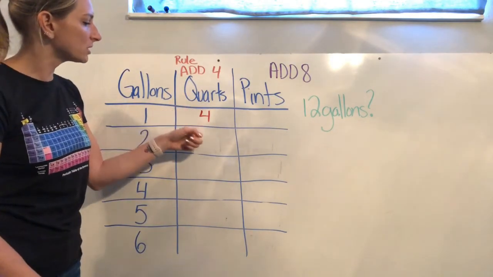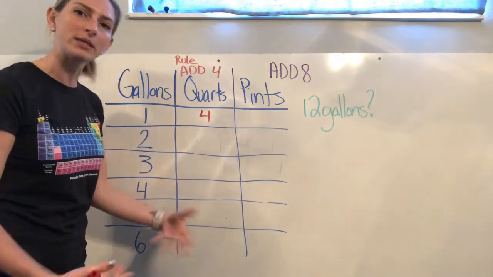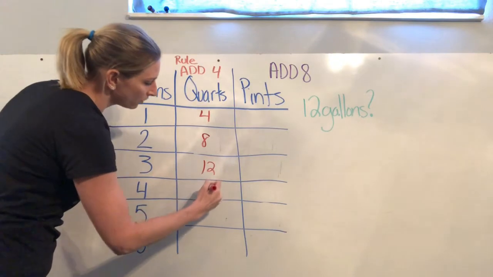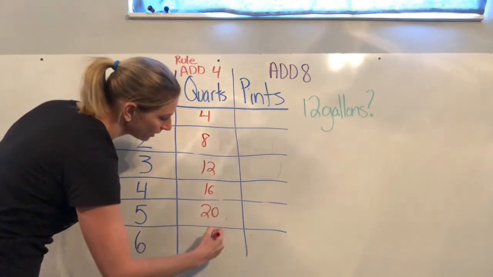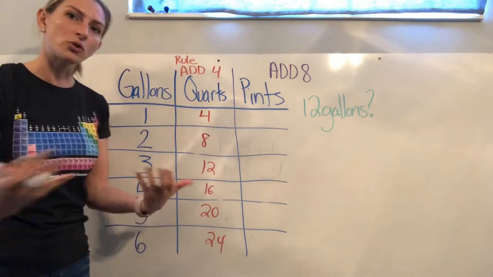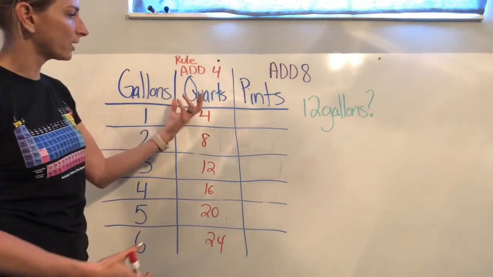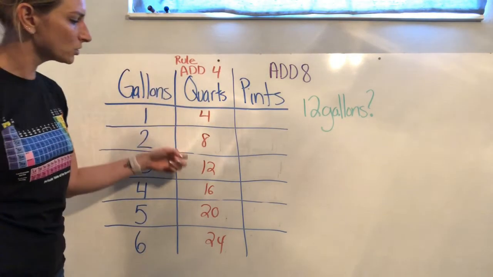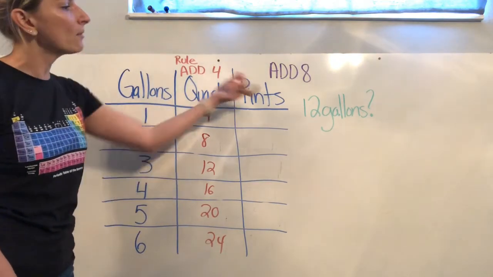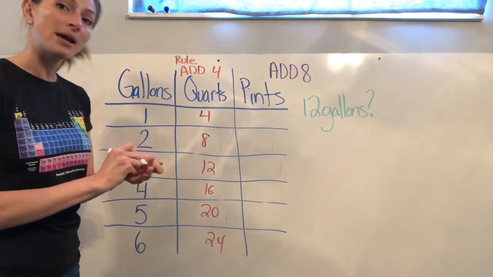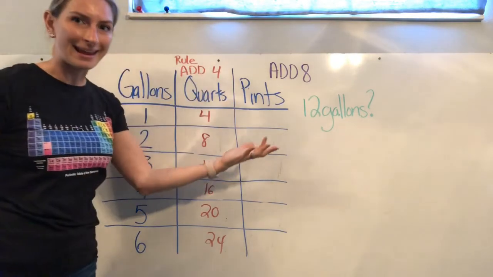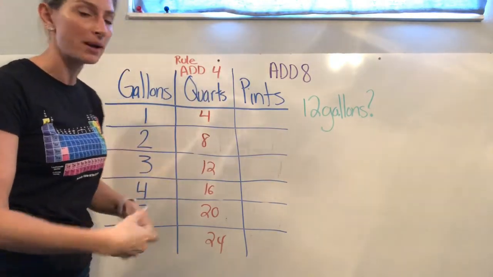So this is just simply adding 4 each time going down, or counting by 4s. So 4, 8, 12, 16, 20, 24. So to read this table, when we just look at gallons and quarts, I see, for example, 3 gallons is 12 quarts. Now I have pints. Pints, I'm not adding 4 because my rule is different.